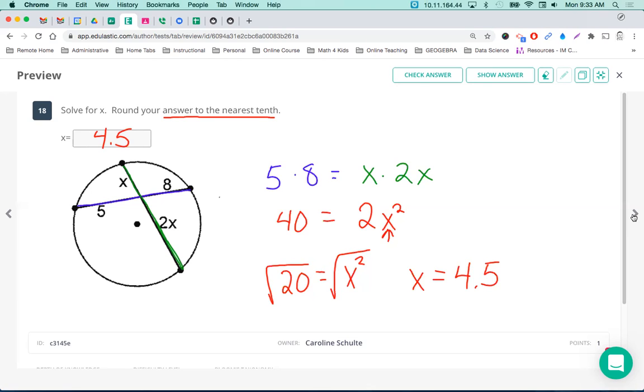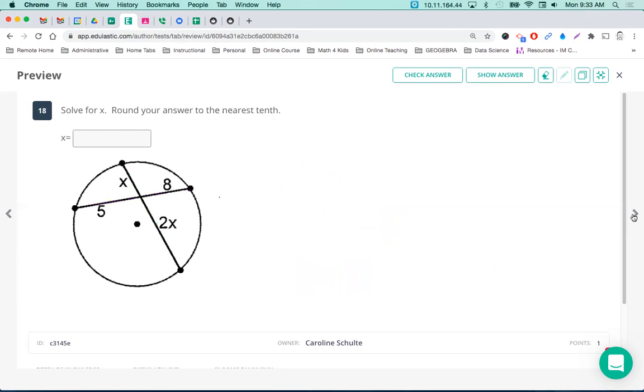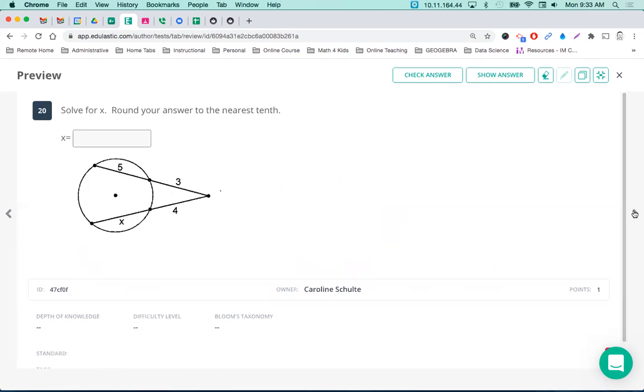There's 18. And 20. 20 is where we got two secant lines that intersect outside the circle. And our segment lengths here, we always are going to multiply outside times whole equals outside times whole.